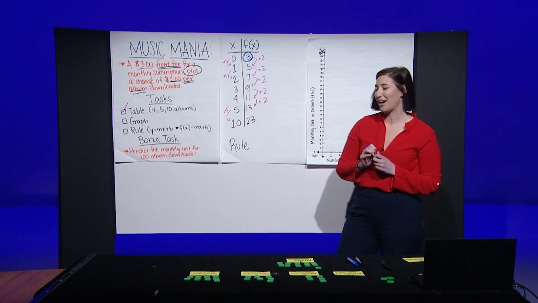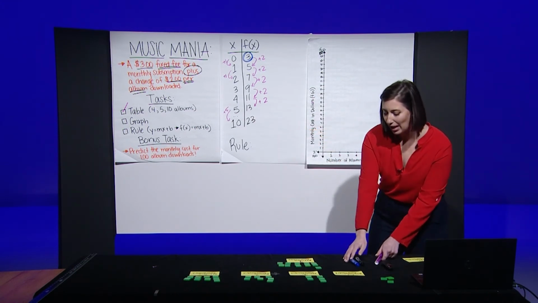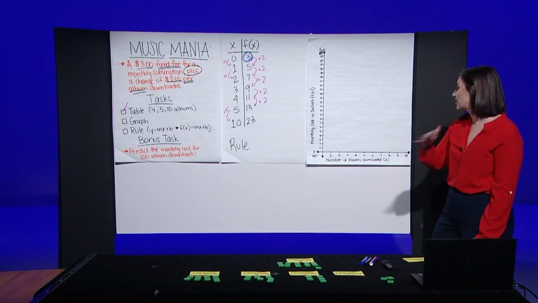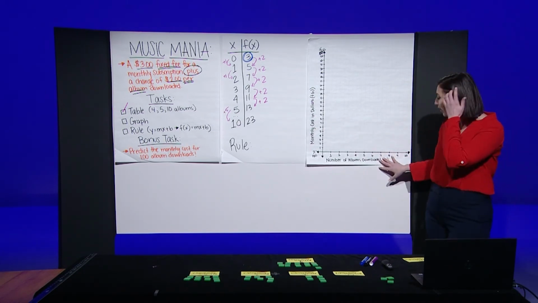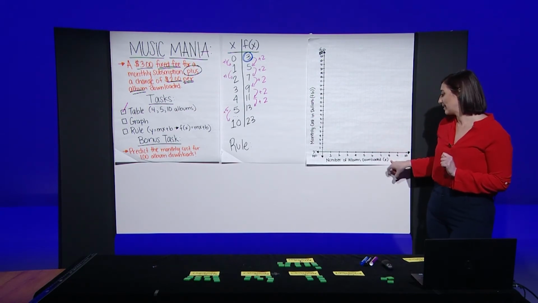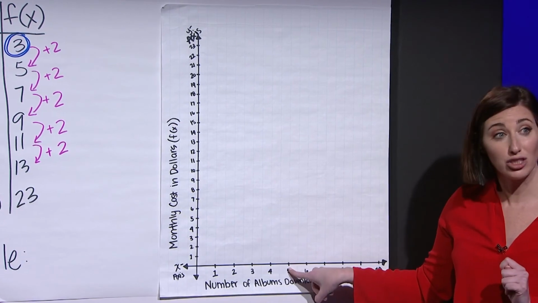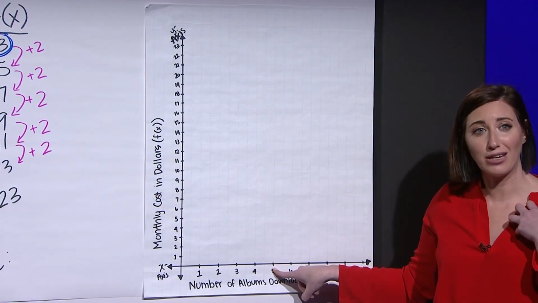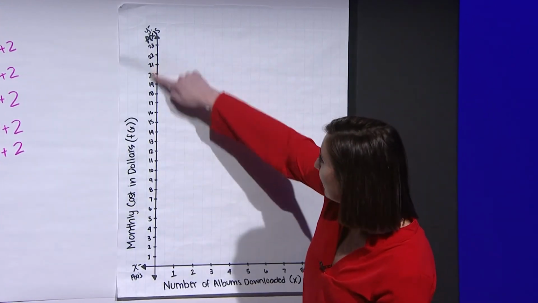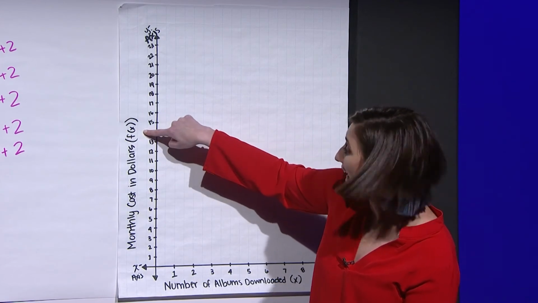The next thing we were asked to do is to build a graph. So we're just going to take this table of values and we're going to put it on our coordinate plane over here. Now notice I've already gone ahead and scaled it for you. We've got our x-axis. This is our independent axis, and that represents the number of albums downloaded because this is what we control as a consumer. I control how many albums I download. Okay? On the y-axis, this is where we're going to put our f of x, or our dependent value.